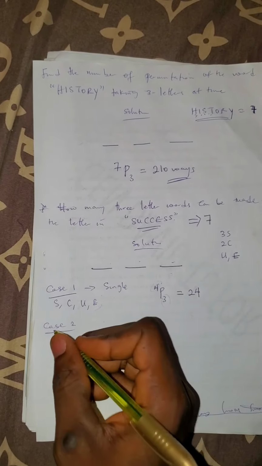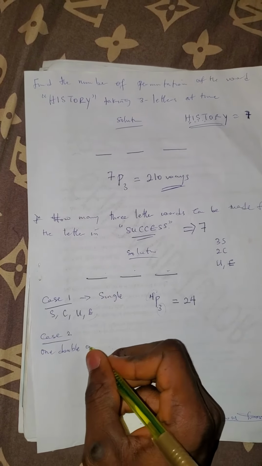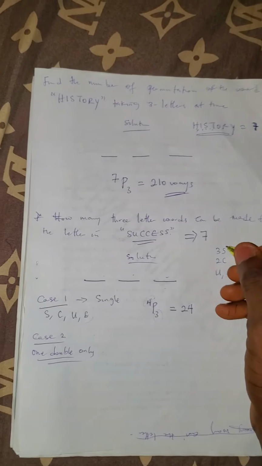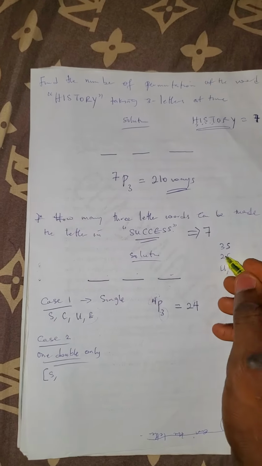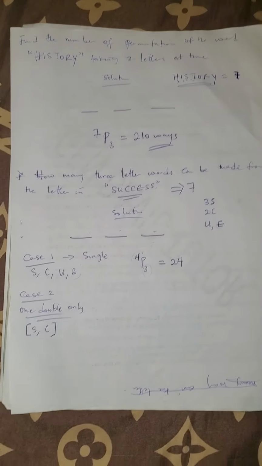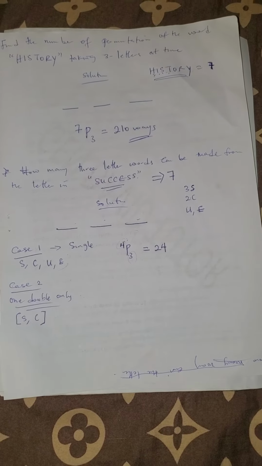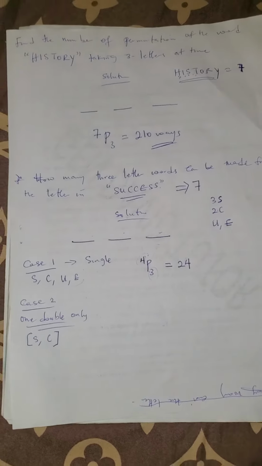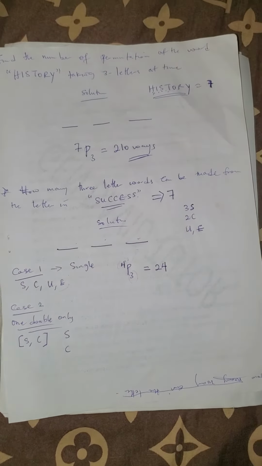Then case 2. Case 2 is for only one double. If you check very well, we can see a double from S, and we can see a double from C as well. But we cannot see it from U, because U only appears once and E also appears once. So only one double. Let's say you have S here, you have C.